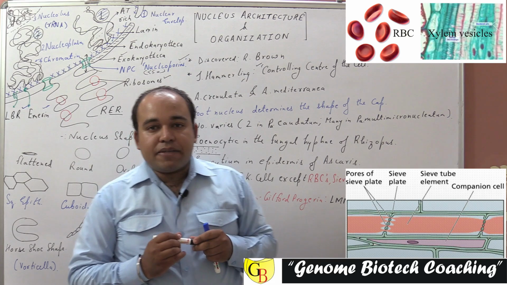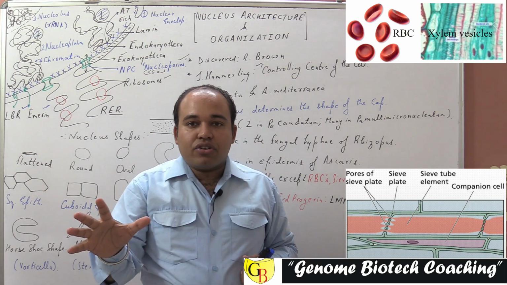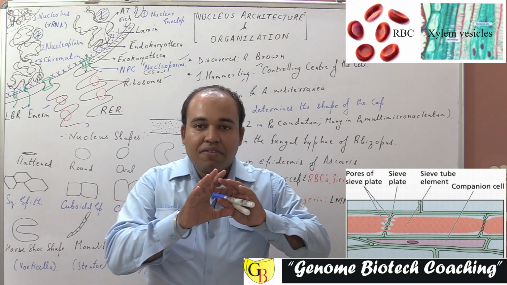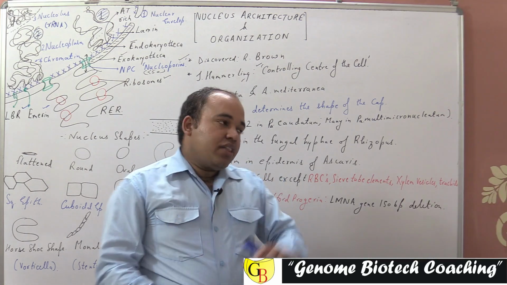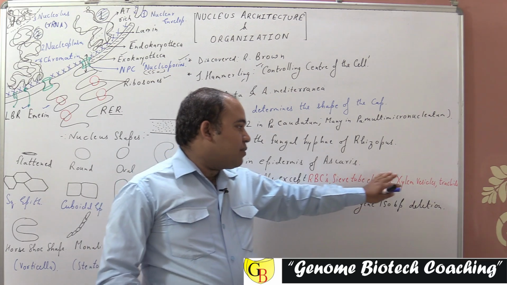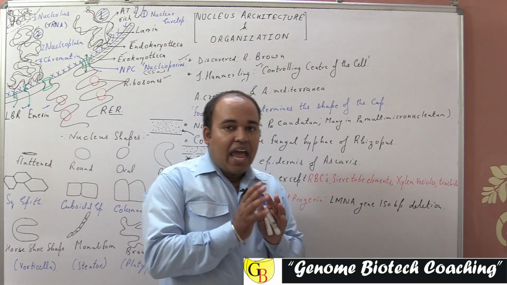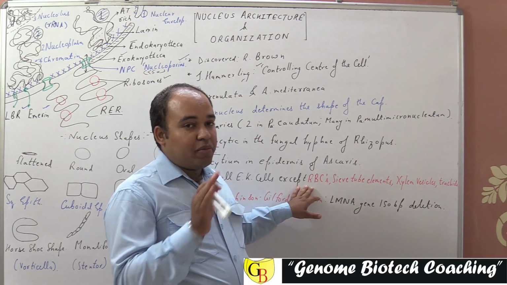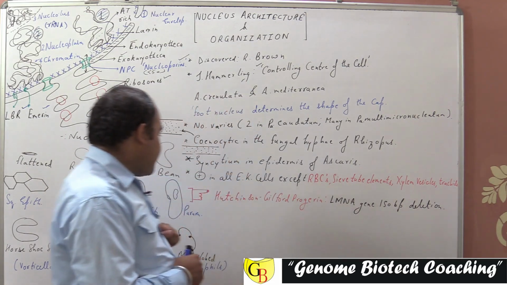If nucleus is absent in any cell, then that cell is not going to survive for a longer period of time. तो वो सेल ज़्यादा समय तक के लिए सर्वाइव नहीं कर सकता. That is why the RBCs, the sieve tube elements, xylem vessels, tracheids have a particular lifespan only. For example, RBCs have a normal lifespan of only 120 days.